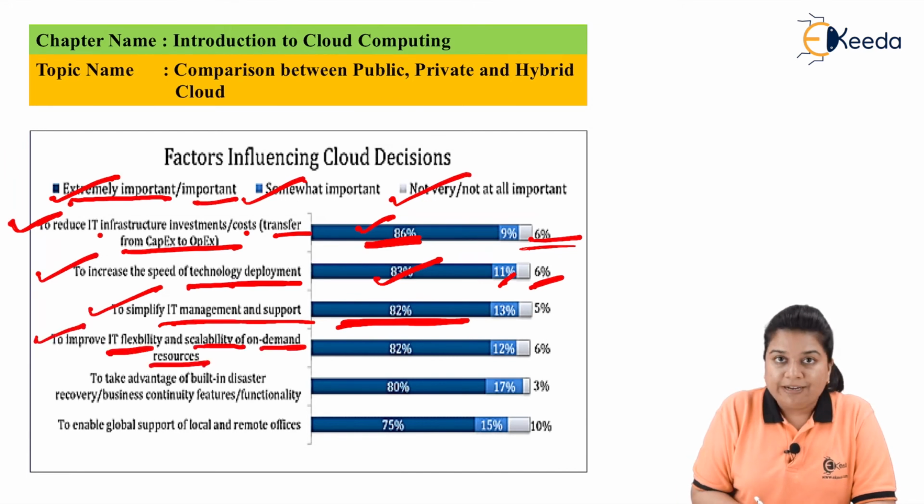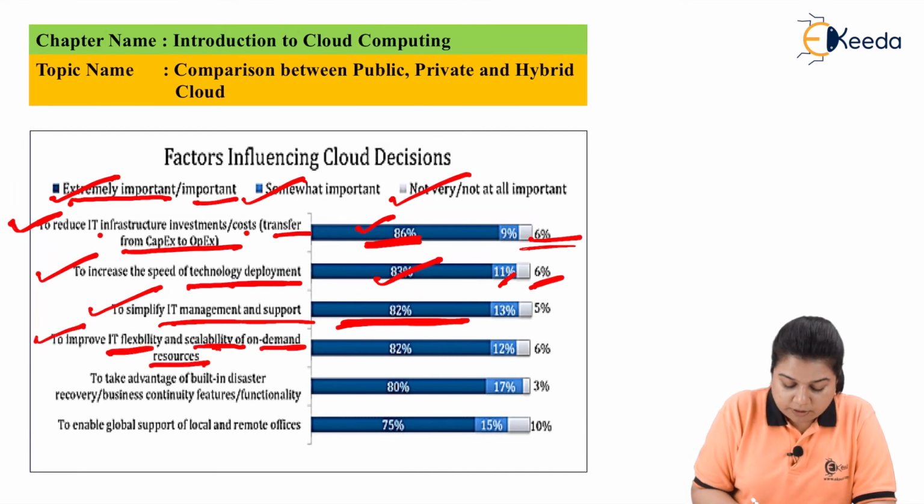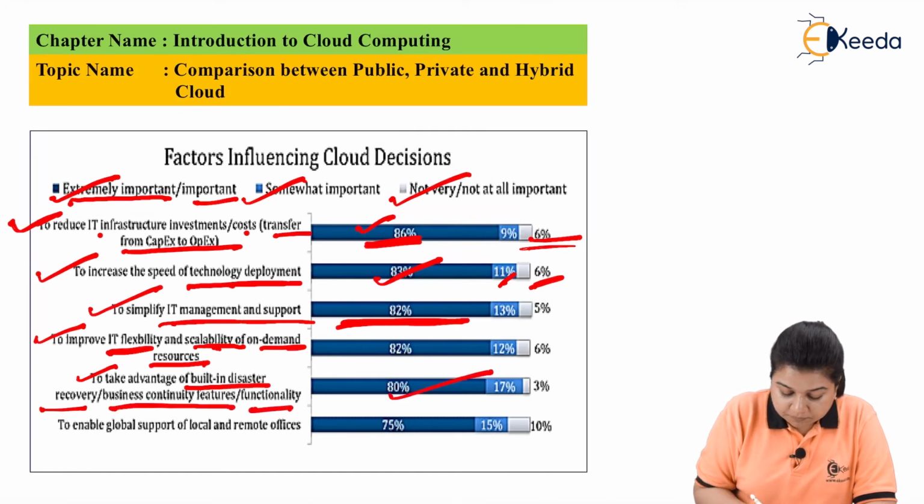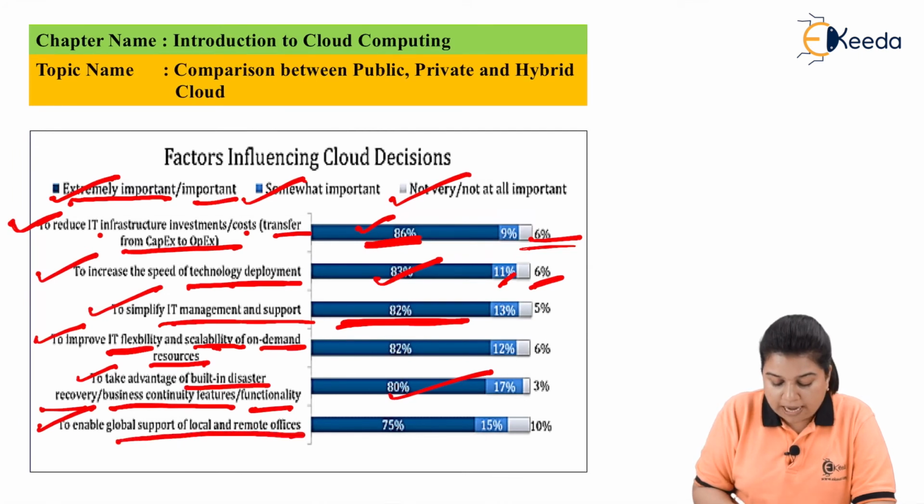Then to improve IT flexibility and scalability of on-demand resources. Next is to take advantage of built-in disaster recovery, business continuity, features and functionality. And the last point is to enable global support of local and remote offices.